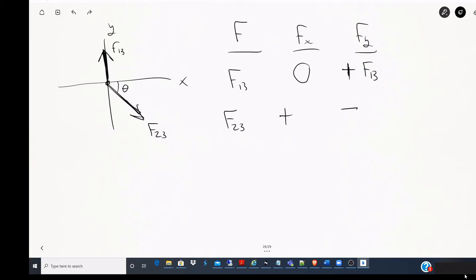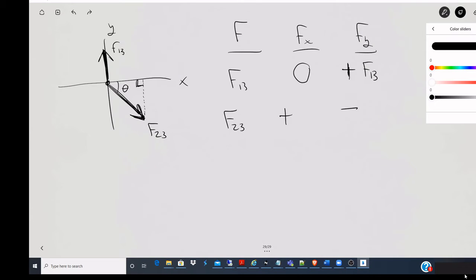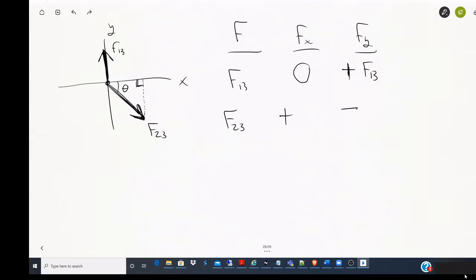Now I need to get the components, and the way to do that is to form a right triangle where the force vector itself is the hypotenuse. So I'm going to drop a triangle down to the x-axis like this, and I now have a hypotenuse and an angle, and the x component is the sideways piece of that triangle. So if I change my color here, this is the x component, and this is the y component.